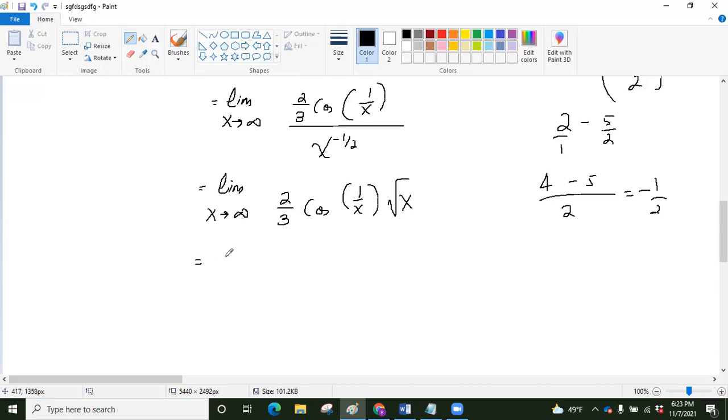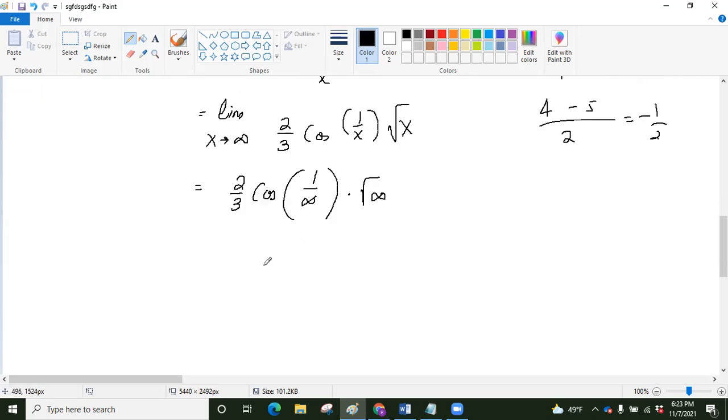What we notice is that we're not necessarily substituting infinity, but substituting increasingly large numbers. And we would have 2 over 3 cosine of 1 over infinity times the square root of infinity. So cosine of 1 over infinity would just be cosine of 0, which is 1, right? Because 1 over infinity is 0. And then times the square root of infinity. So you have 2 over 3 times the square root of infinity, which is equal to infinity.